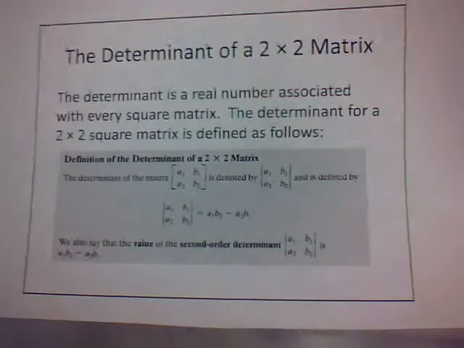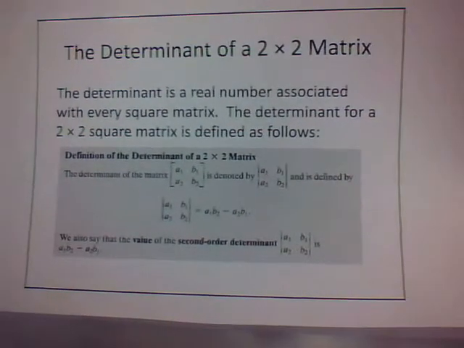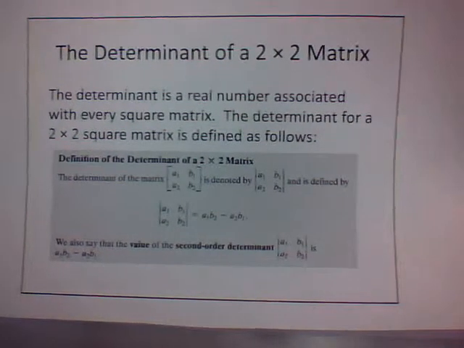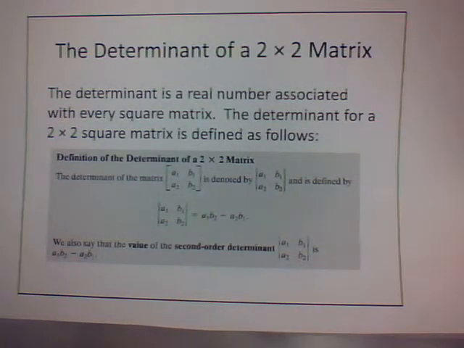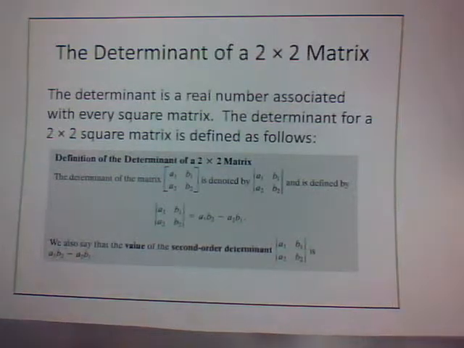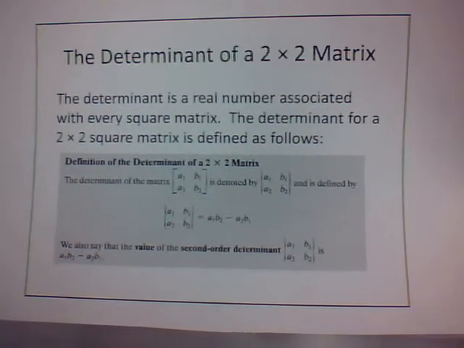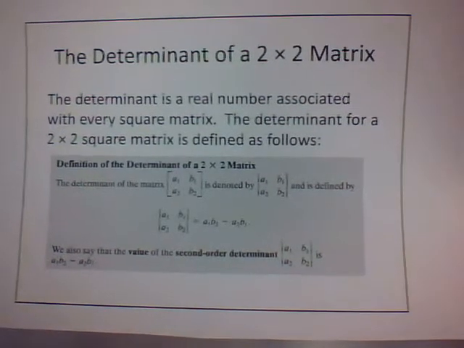Of course, before I give you this definition, let me tell you what a square matrix is. The number of rows and the number of columns must be the same. So a square matrix in this case would be a 2 by 2 matrix or a 3 by 3 matrix. 3 rows, 3 columns. And for a 2 by 2 matrix, 2 rows, 2 columns.